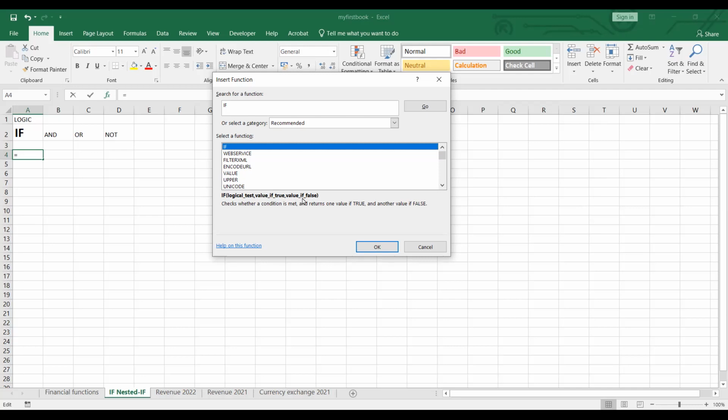Value if false means that if the condition in the logical test is not met, that means it's wrong, it shows something for you, for example some numbers, some text or some calculation. That is the IF function with the 3 arguments that we have got.